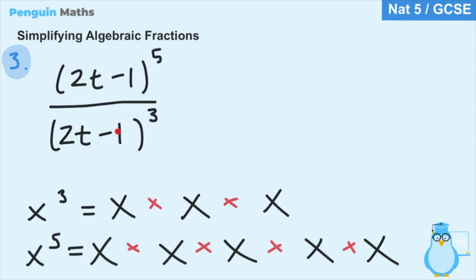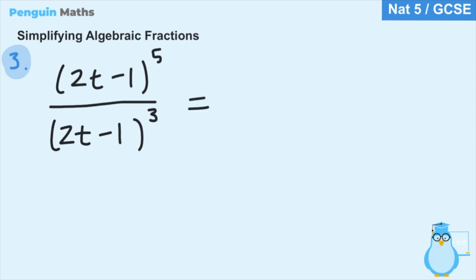So 2t minus 1 multiplied 3 times, and this is 2t minus 1 multiplied 5 times. And because we have 2t minus 1 five times on the top and 2t minus 1 three times on the bottom, that means these bottom 3 would cancel out with 3 on the top also. So the 3 in the bottom cancel out, and we're left with 2 on the top. So that would look something like this.